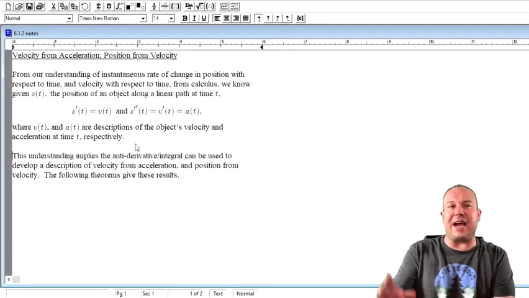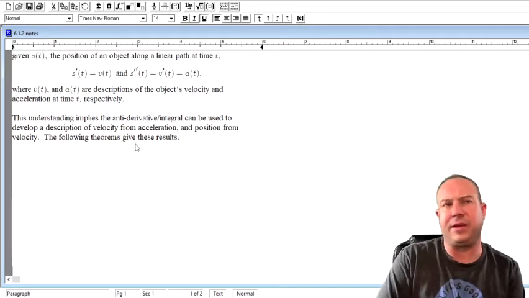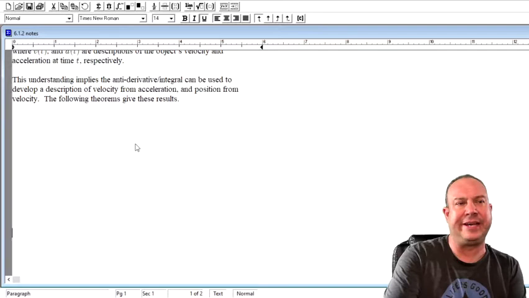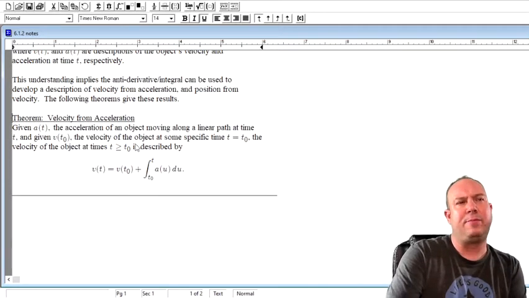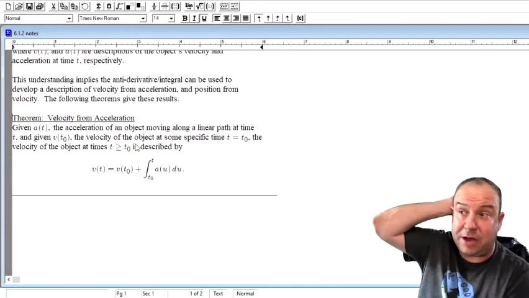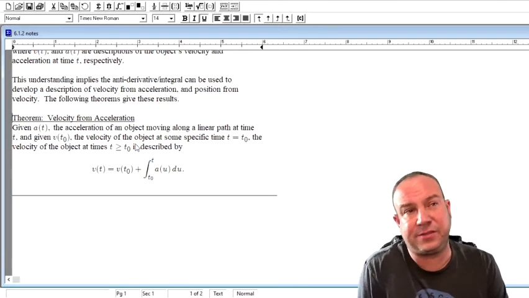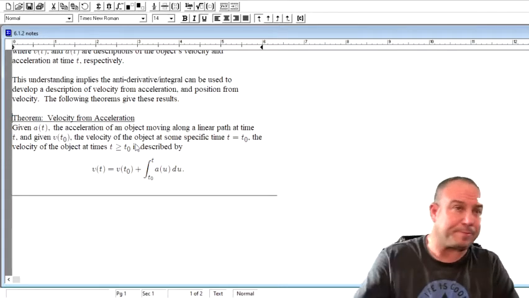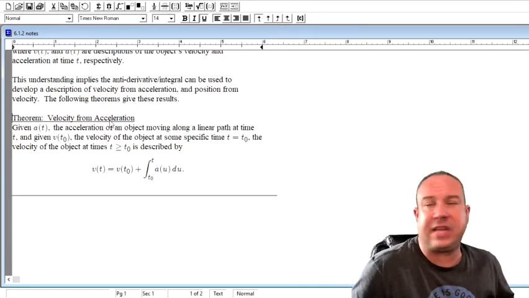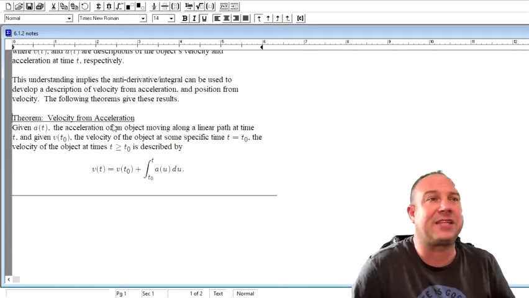These ideas are summarized in the following two theorems. Let me bring those theorems up into view. Now, I do differ a little bit from the book on these, folks. The book looks at initial values in their calculation. I look at any arbitrary value in my calculation. So that's why these are going to look a little different, but they work very much the same. Here we have our theorem for velocity from acceleration. That's where we would start when working backwards through this process.